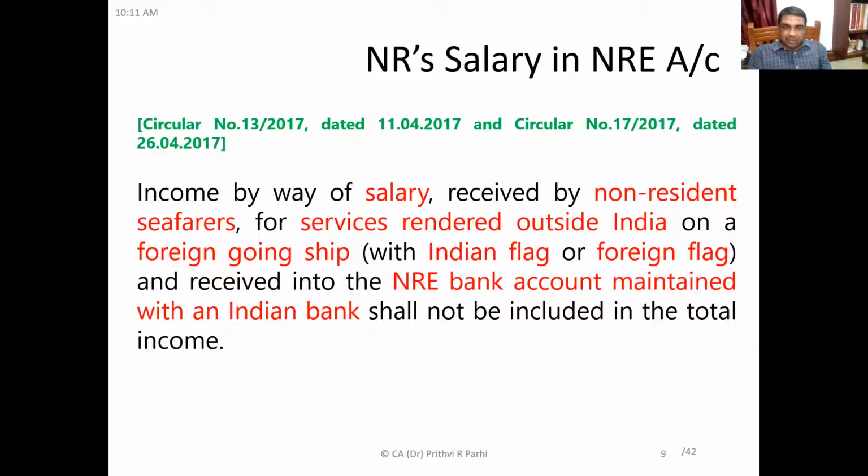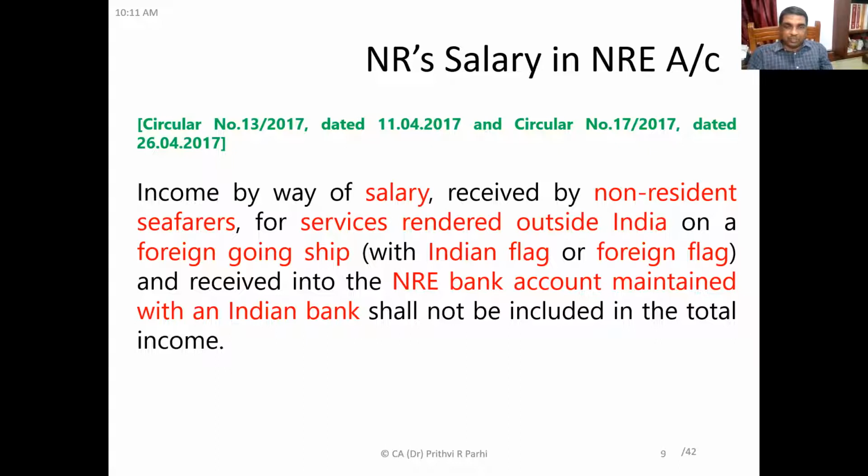Sir, what is the NRE bank account? It's a special account which is called a non-resident external bank account. This type of account can be opened in an Indian bank by non-residents, so they can keep money in that account. For details, we have to do some research on that.